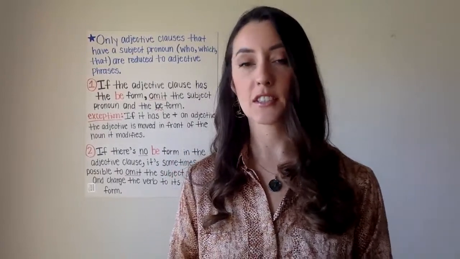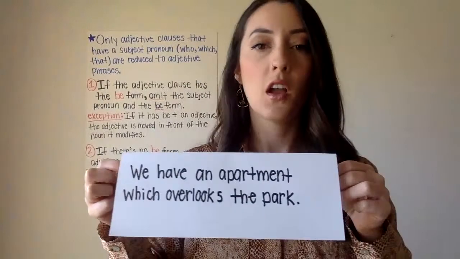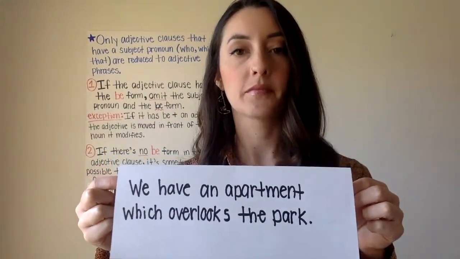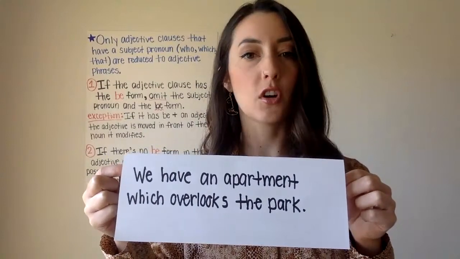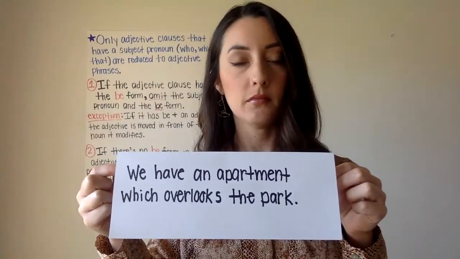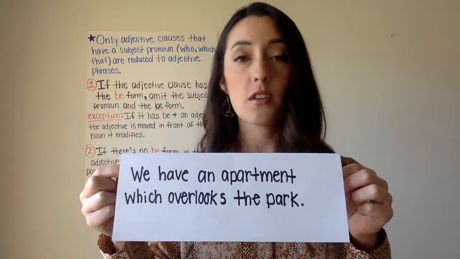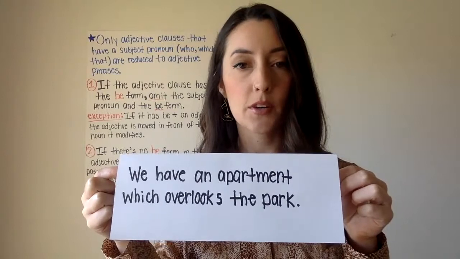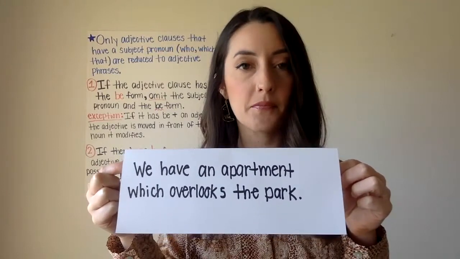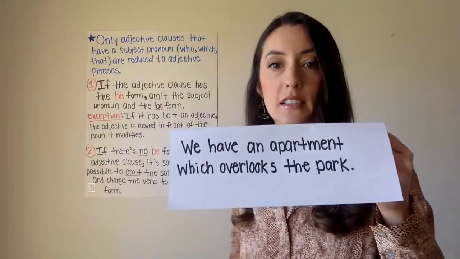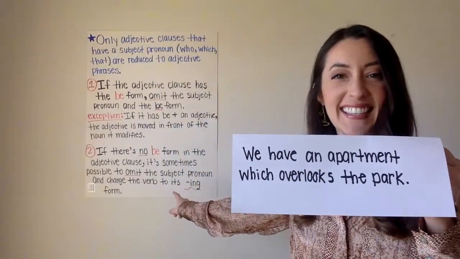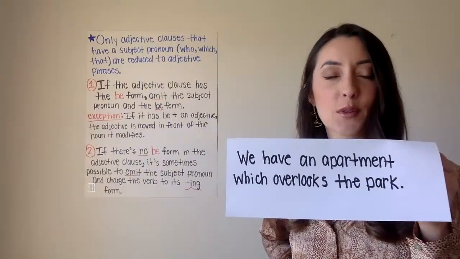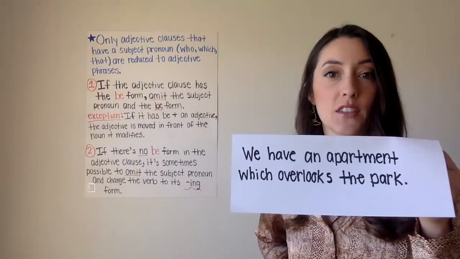All right, so your adjective clause is, we have an apartment which overlooks the park. We have an apartment which overlooks the park. There's no verb form of be in this sentence, okay? So let's find the subject pronoun and the verb that follows that. I always block the posters. How are we going to make this an adjective phrase? What do we have to do?